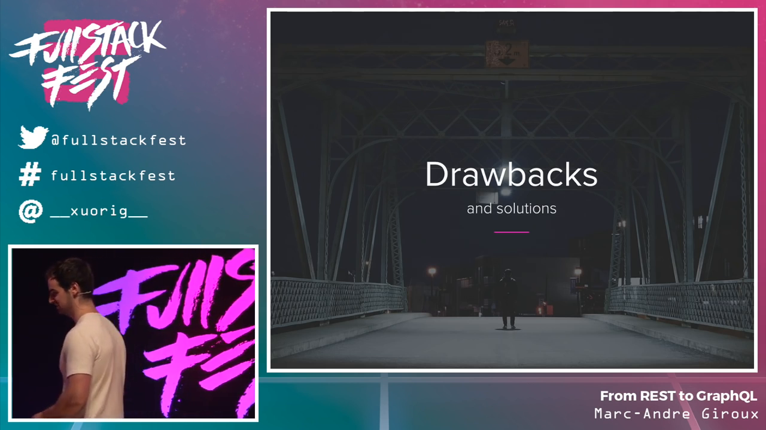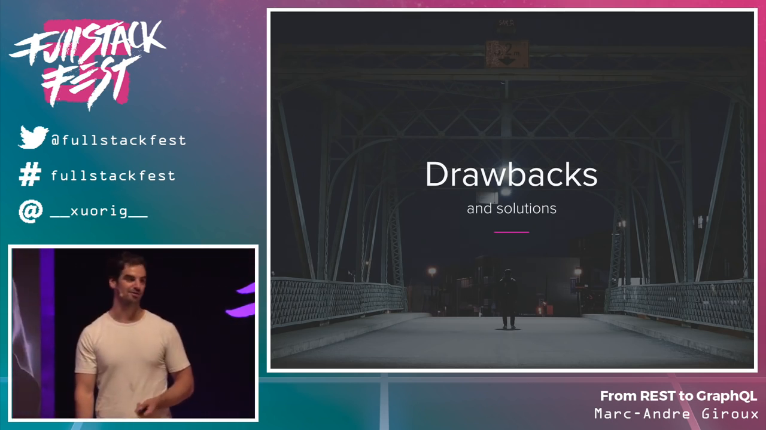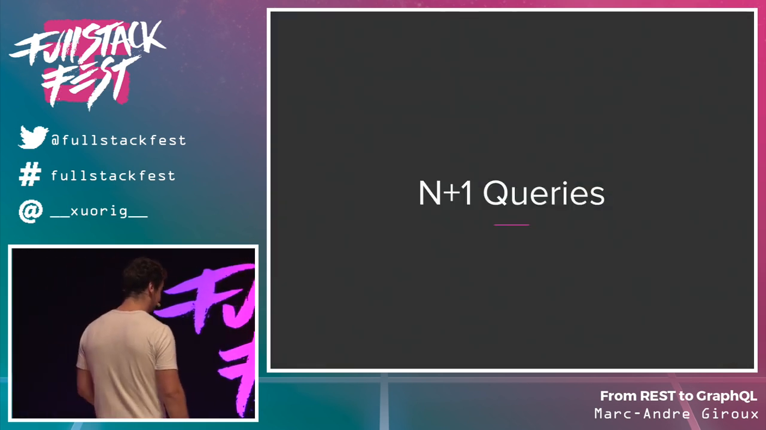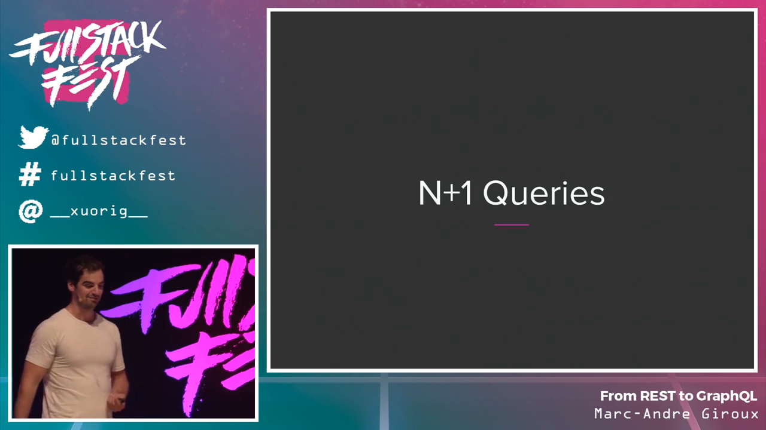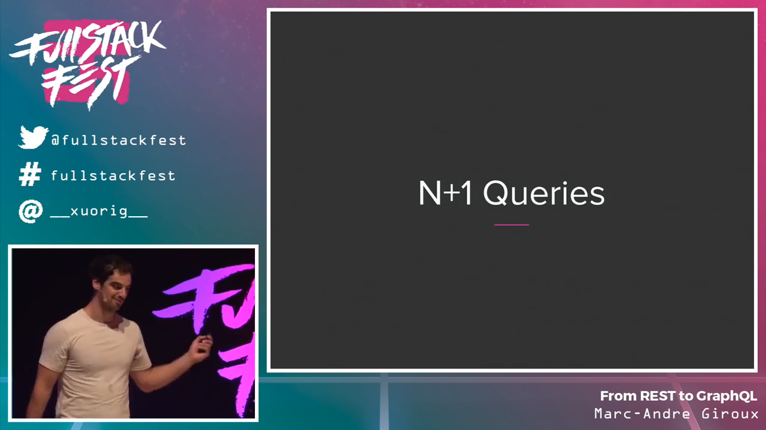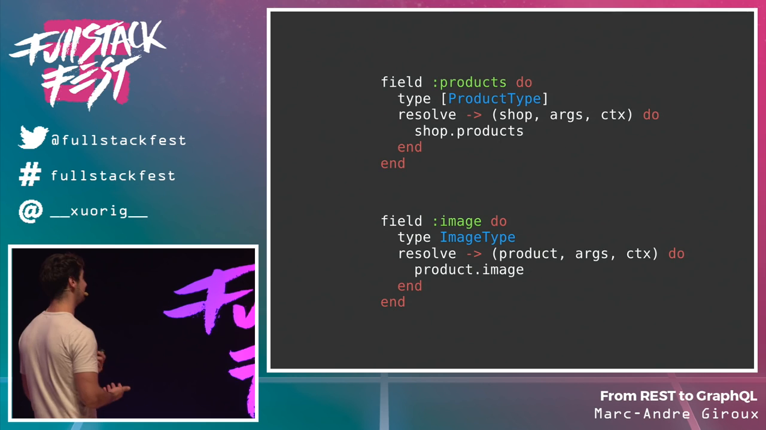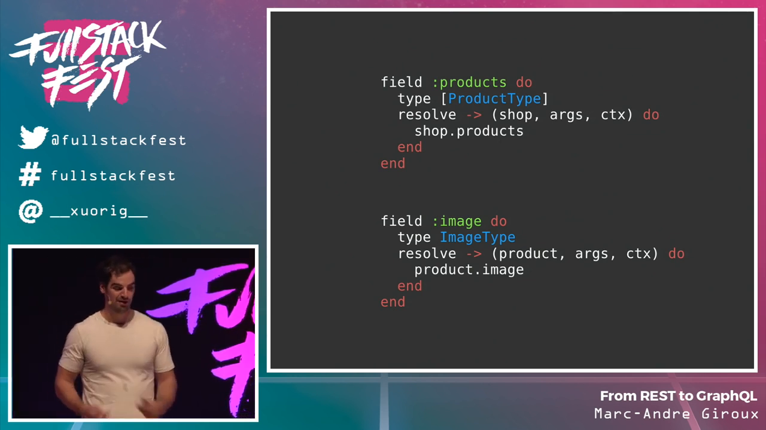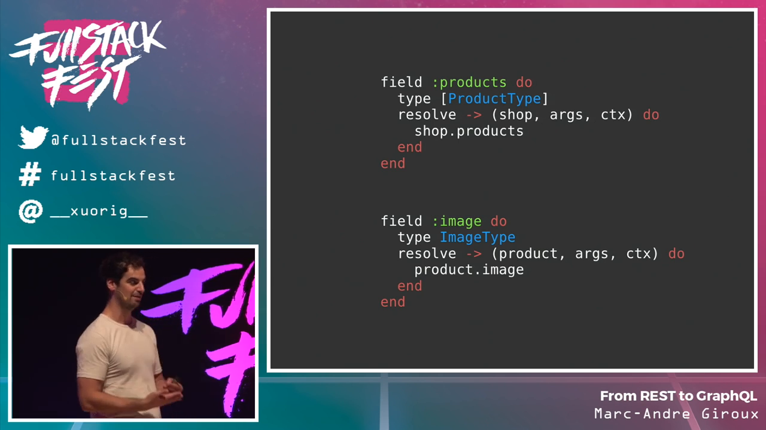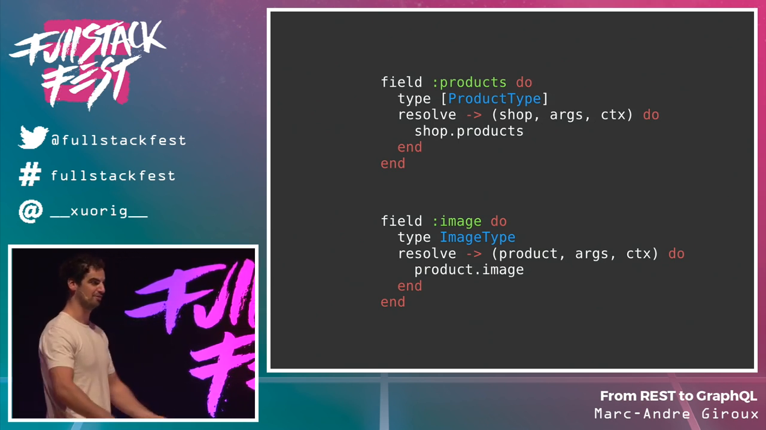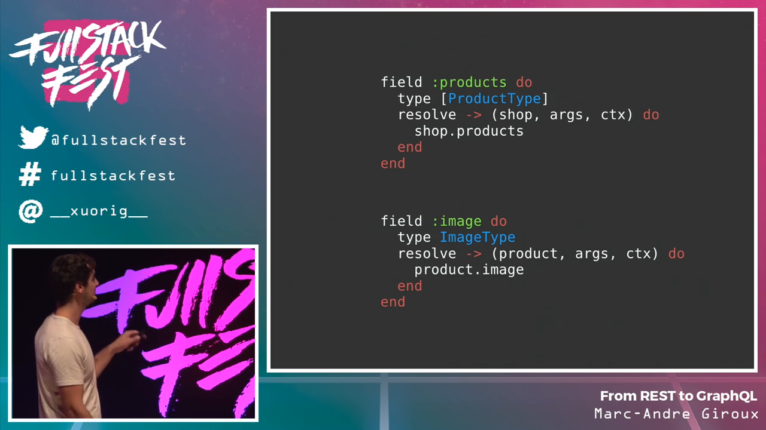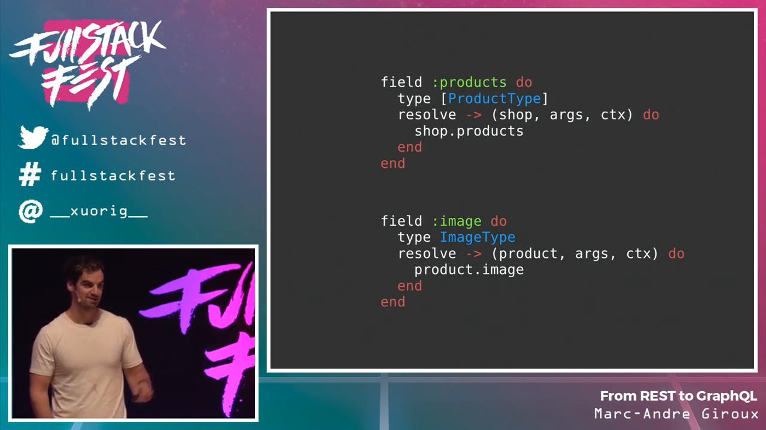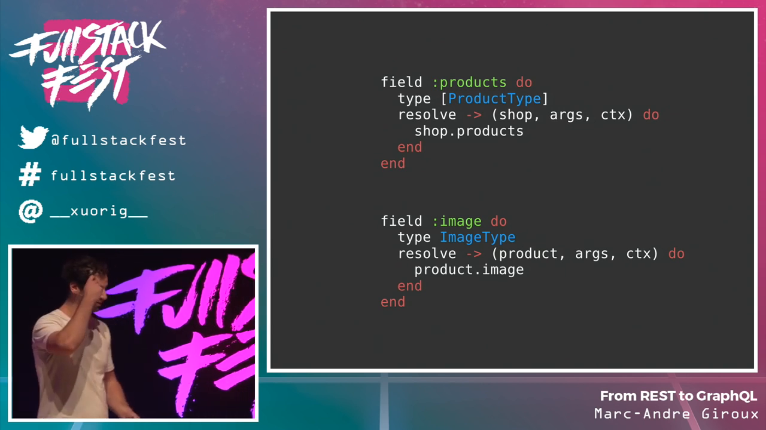So, drawbacks, because it's not a silver bullet, right? It has to have some disadvantages. If you implement a GraphQL server naively, you're going to run into a lot of n+1 queries. And what I mean by that, I'll show you in this example. We have a field products, and that's on a shop type, and it returns all the products in a shop. We also have a field image. That one, imagine, is on the product type, and it's simply product.image.